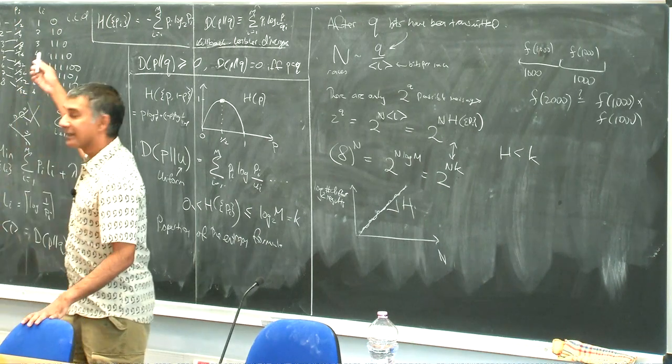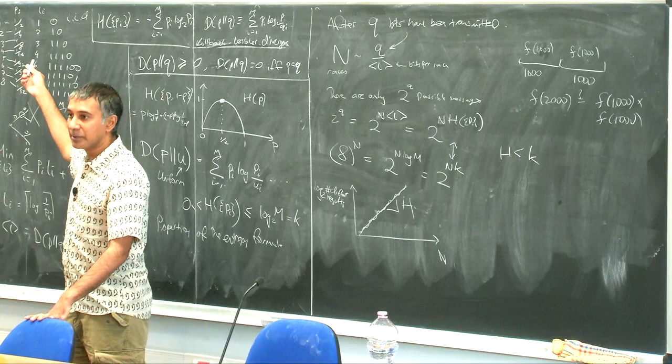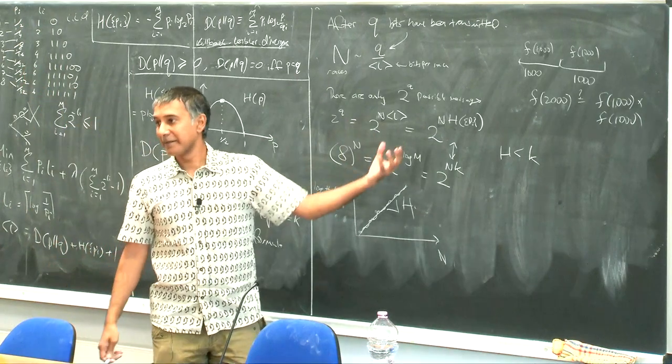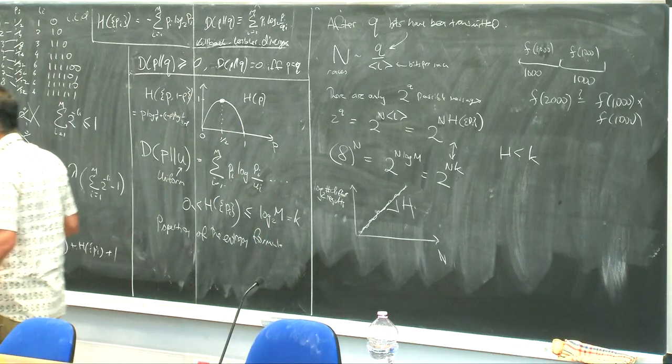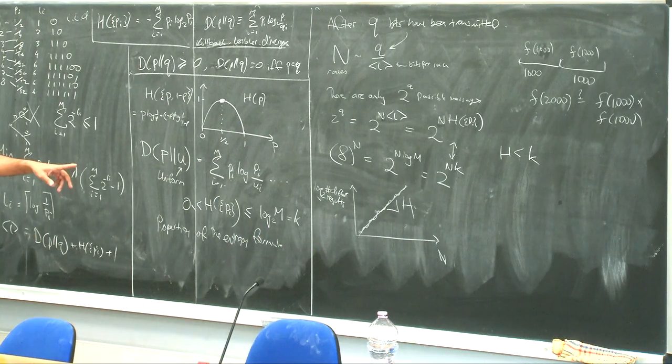In particular, of course, independent identically distributed events trivially have this property. Because for every letter, it's independent. So you just get the sum of the logs. Are there any questions about this?